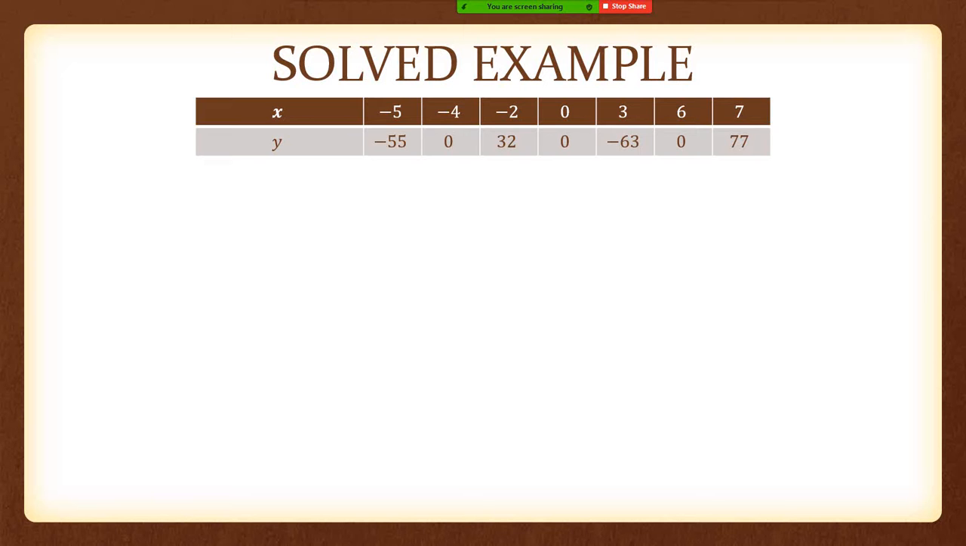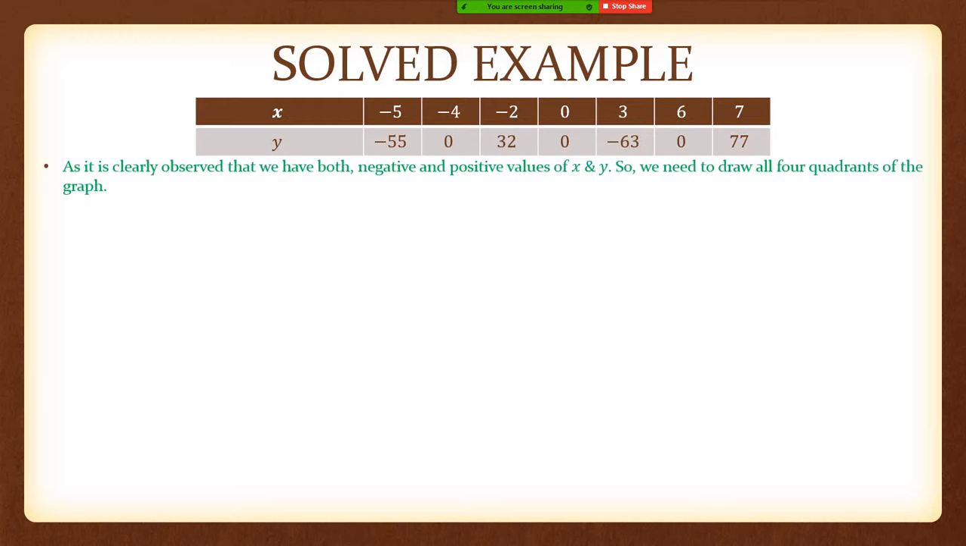So we are provided with the values of x that are -5, -4, -2, 0, 3, 6, 7. And for the values of y we have -55, 0, 32, 0, -63, 0 and 77. Now you guys have to tell me the question which I will ask you. As it is clearly observed that we have both negative and positive values of x and y, so we need to draw all four quadrants of the graph.